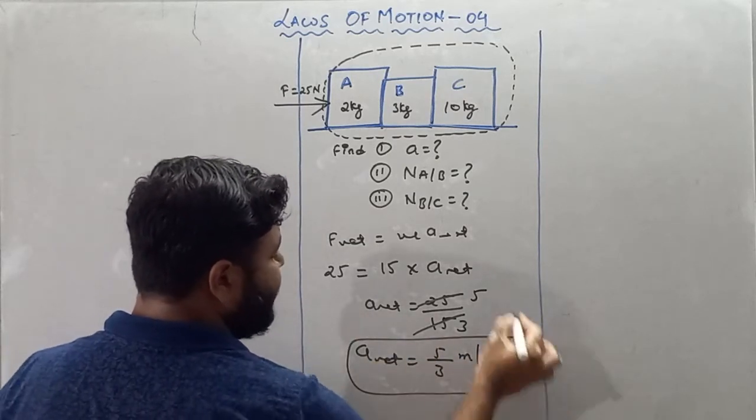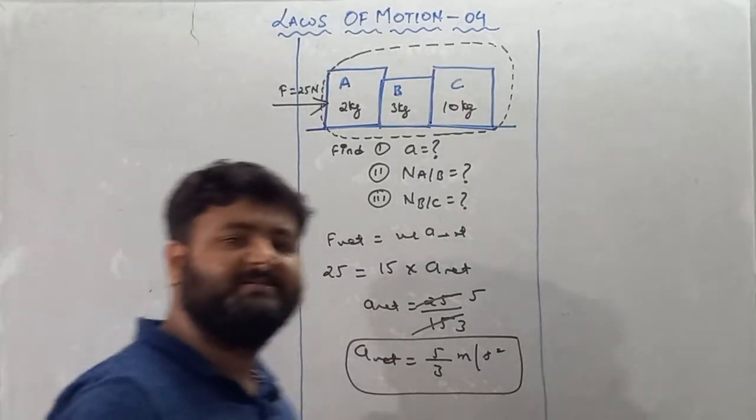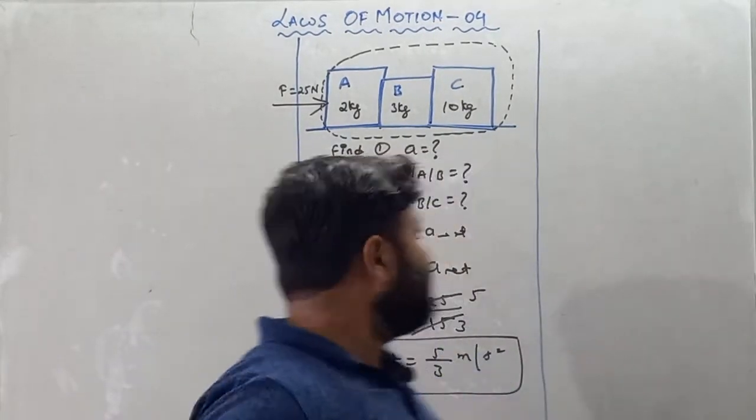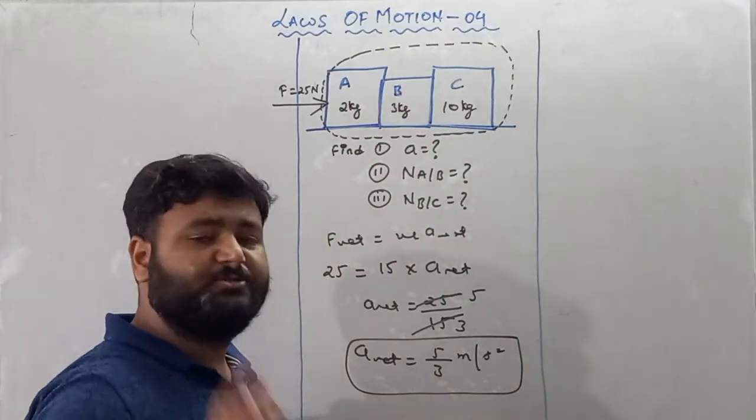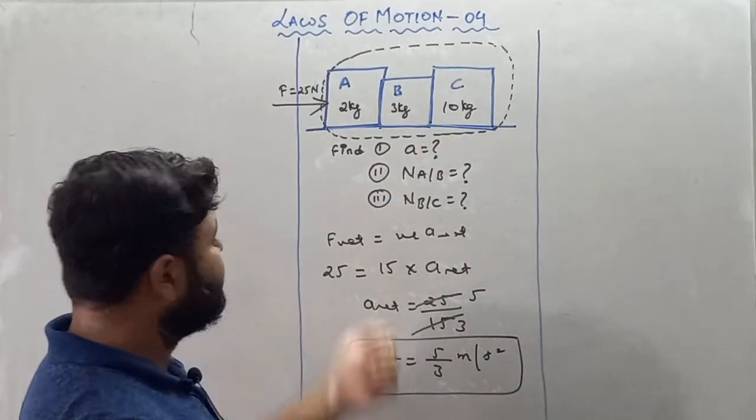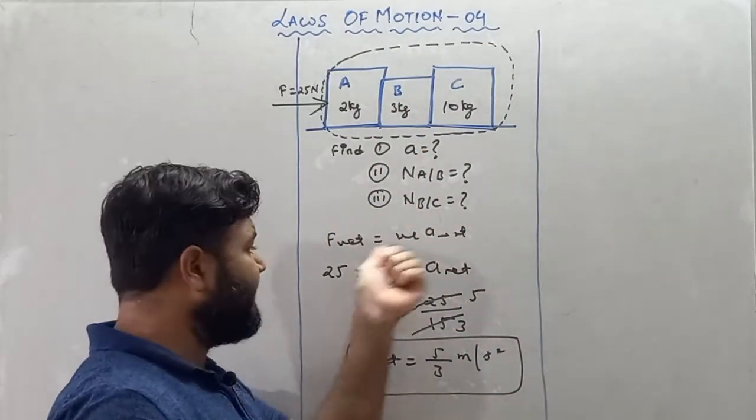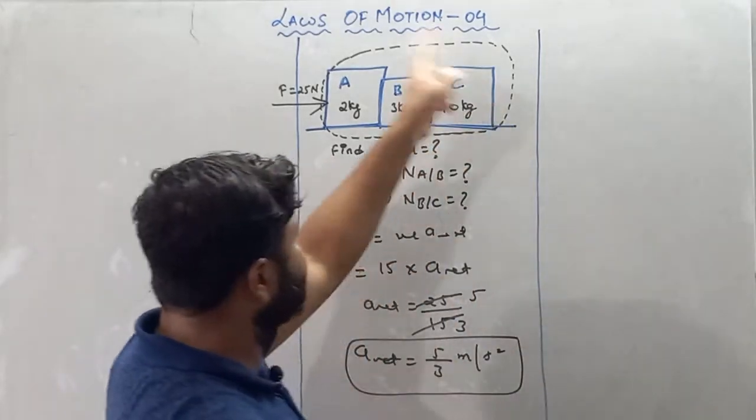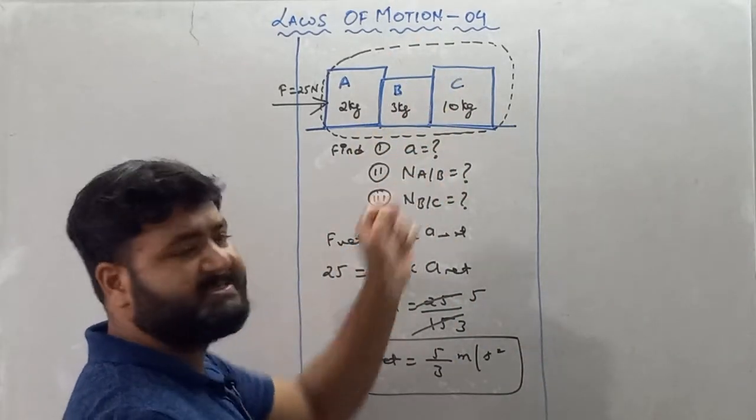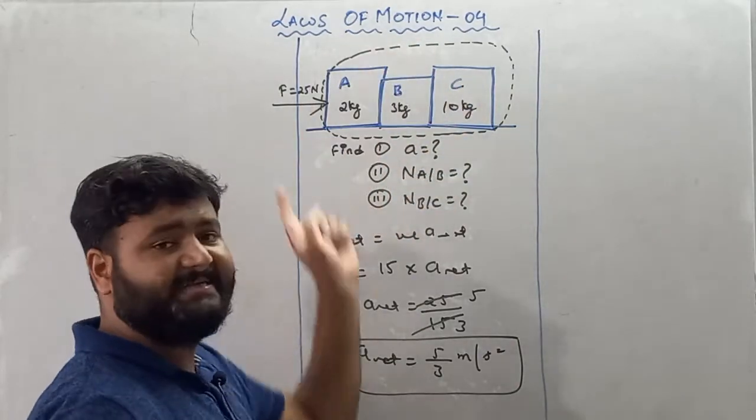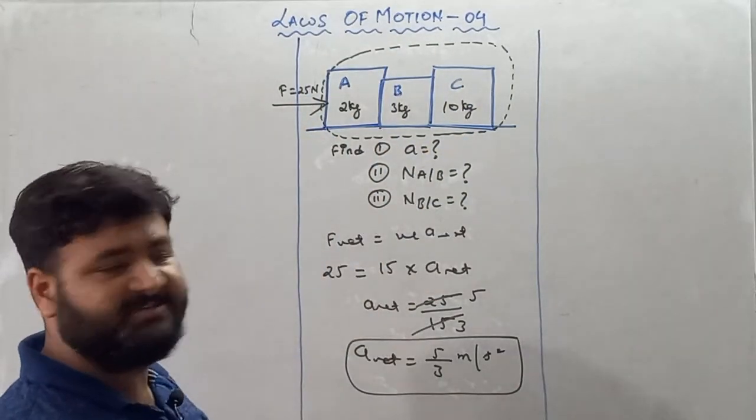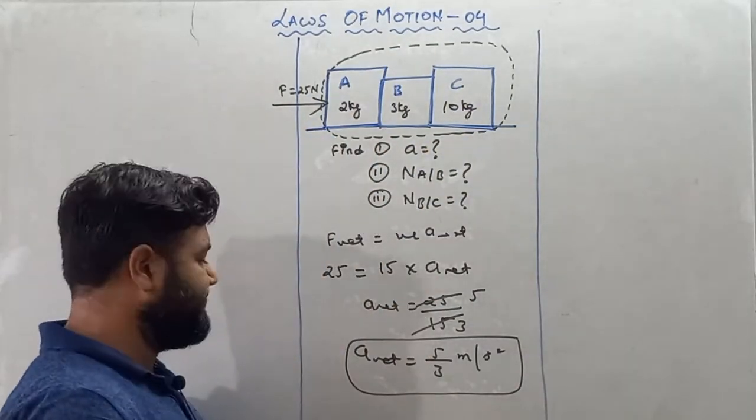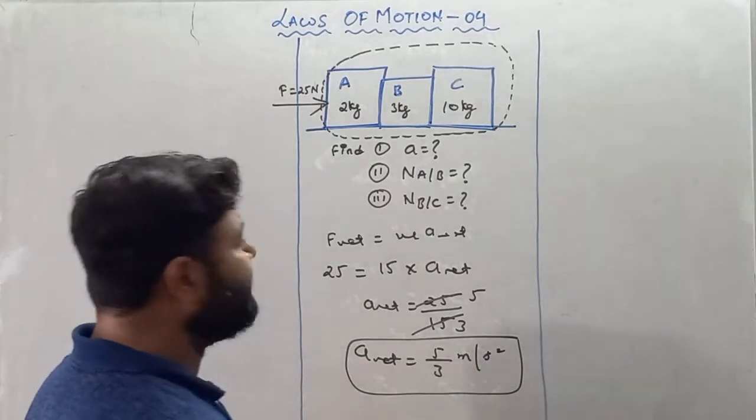I hope you all understand this. Finding acceleration is so easy. Just imagine all three masses to be a single mass and apply the formula F net is equal to m a net. The total mass is 3 plus 2 is 5, plus 10 is 15. The force acting on all three masses is 25 Newton, times the acceleration. So the acceleration is 5 by 3 meter per second square.